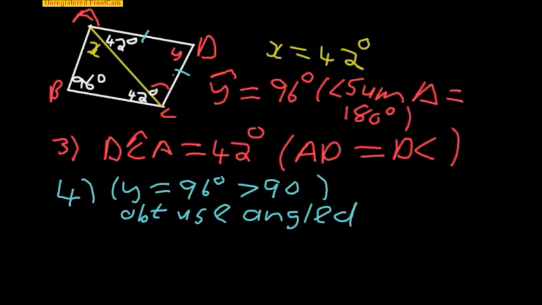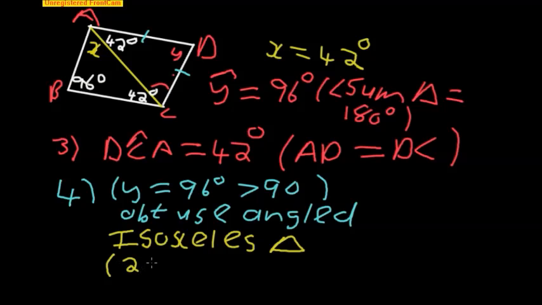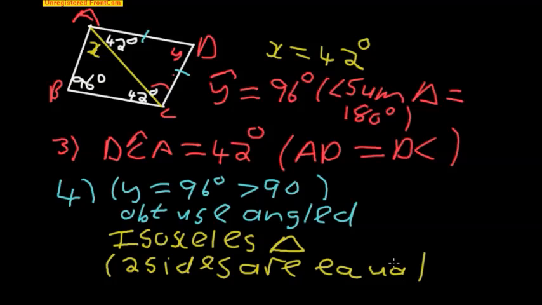We can also indicate that it is an isosceles triangle, so it's an obtuse angled isosceles triangle, and our reason would be two sides are equal. We know those two sides are AD and DC.